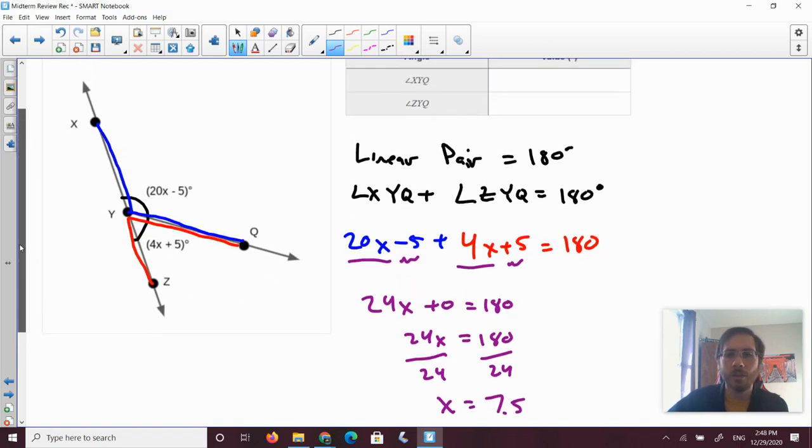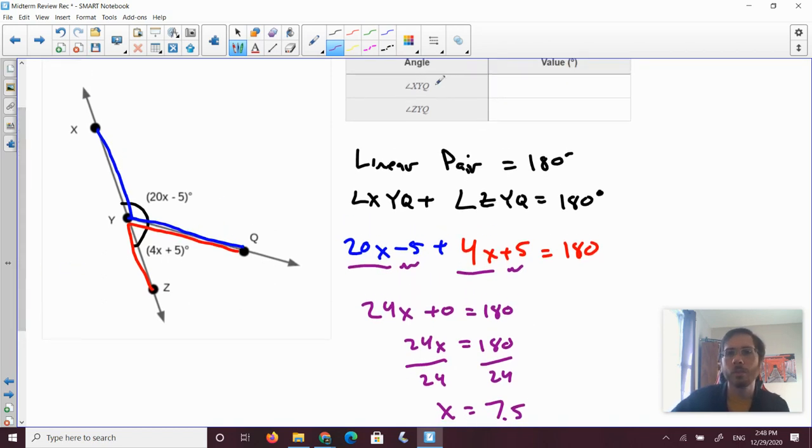Now in this case, the question didn't ask for x. We're trying to complete the chart, so we got to find out these two angles. So the blue angle is 20x minus 5. So to get this one, I have to do 20 times 7.5 and then minus 5. Again, I'm just going to be really careful today, and I'm going to plug that into the calculator also. 20 times 7.5 minus 5, I get 145. So I know that this angle is 145 degrees.